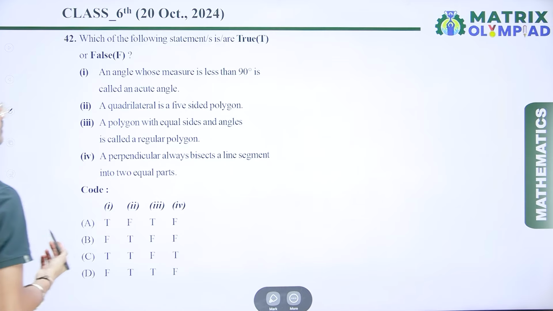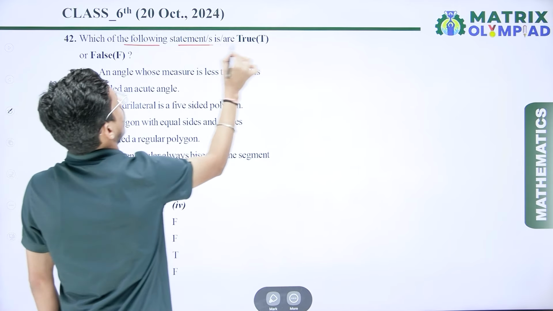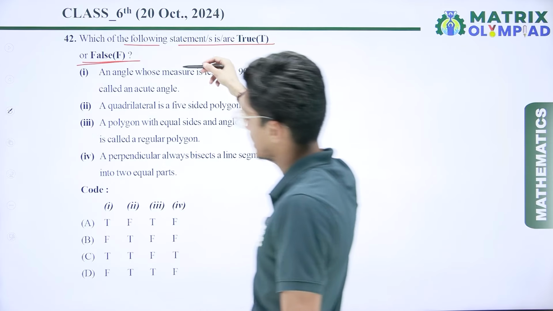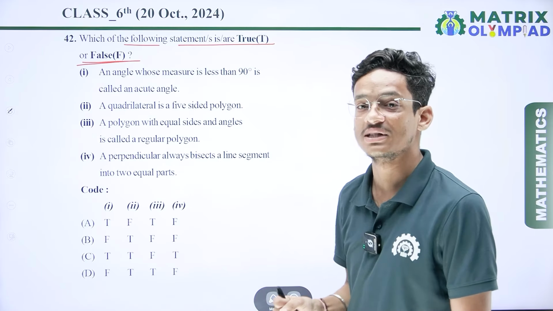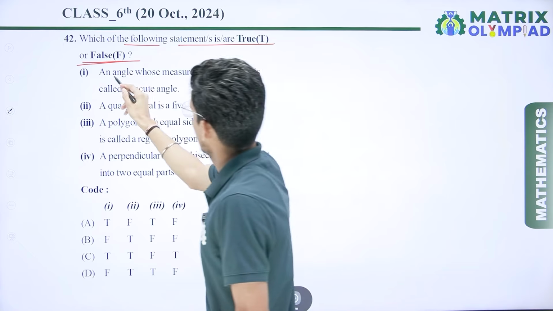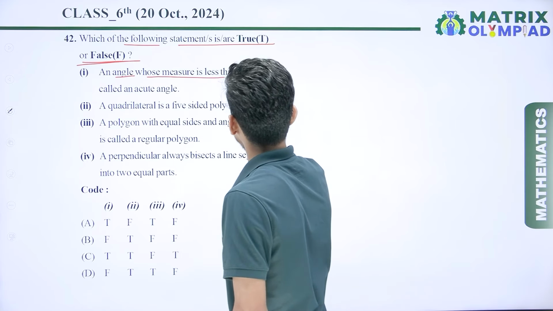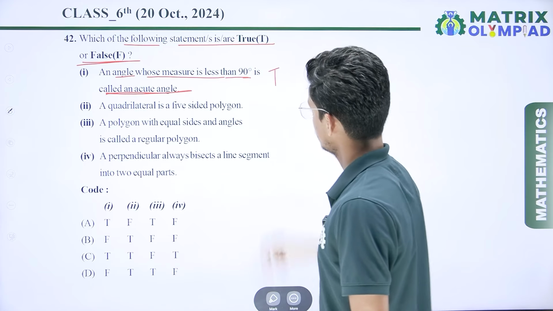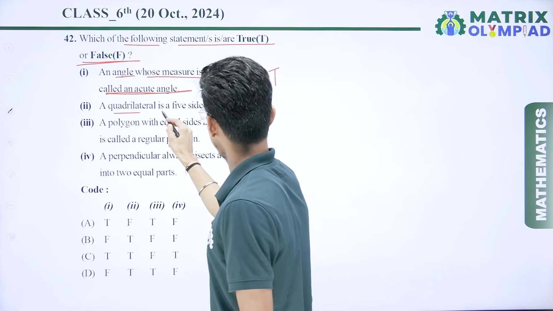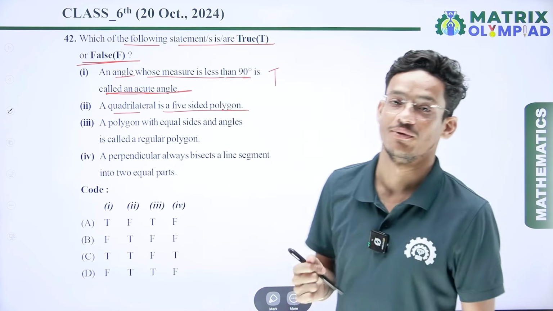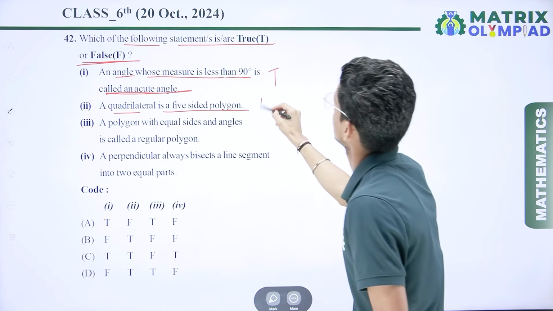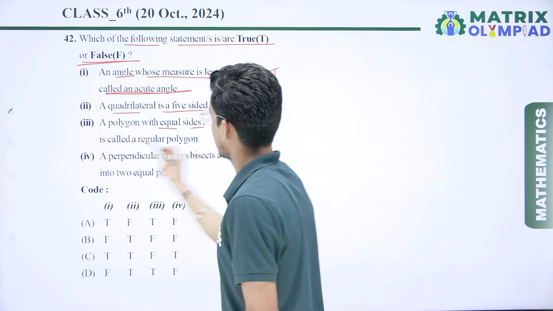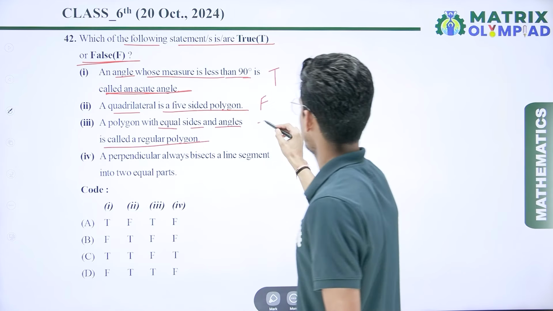Now if I talk about the next question, that is, which of the following statements is true or false. Again we have been given 4 statements and we have to find which one is false and which one is true. An angle whose measure is less than 90 degrees is called an acute angle. So this one is true. A quadrilateral is a 5-sided polygon. No, a quadrilateral is a 4-sided polygon, so this one is false. A polygon with equal sides and angles is called a regular polygon. Yes, this one is true.